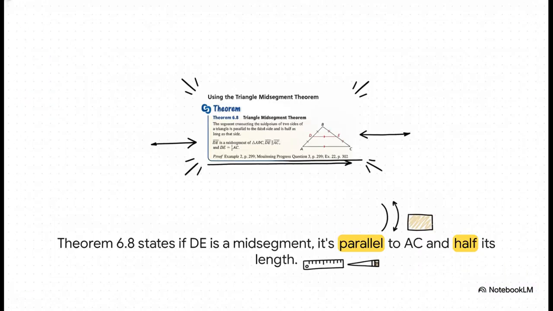And this is just how you'd see those two ideas written down formally, in a textbook. Theorem 6.8. It just says that if you have a midsegment, like DE here, then it has to be parallel to that third side, AC. And its length has to be exactly 1/2 the length of AC. It's just putting our two superpowers into official math language.